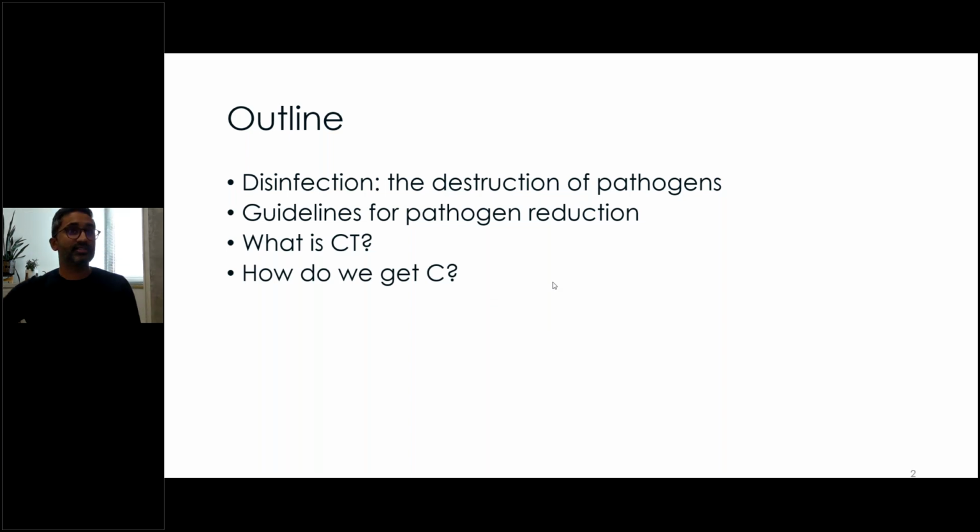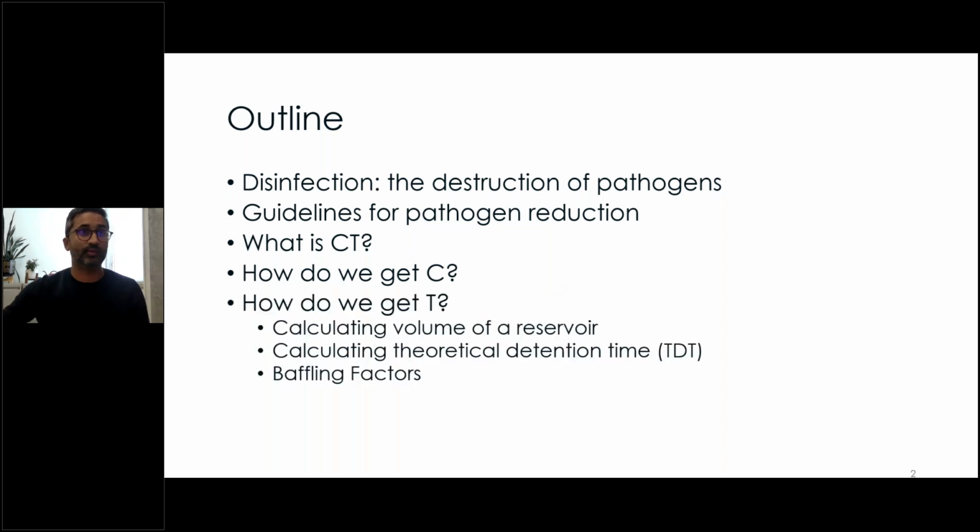And then not just the concept, but how do we actually get it? First, we need to know how we get the C in CT, and then we also need to know how we get the T. And the T is referring to contact time. And so in order to do that, there are a couple different ways of doing it. And so we'll look at both of those, and then we'll look at some of the sub calculations that you need to do in order to determine what that T value is.